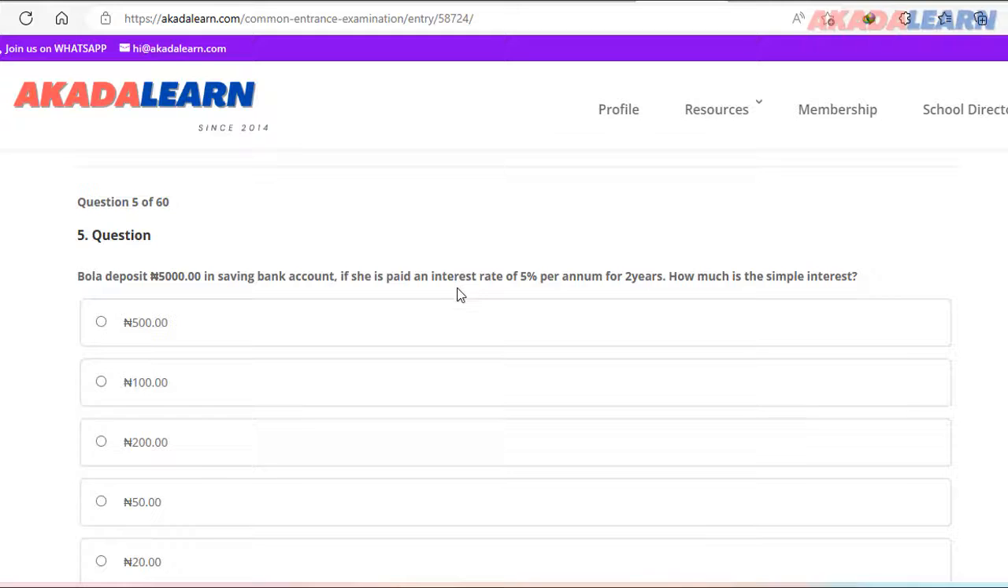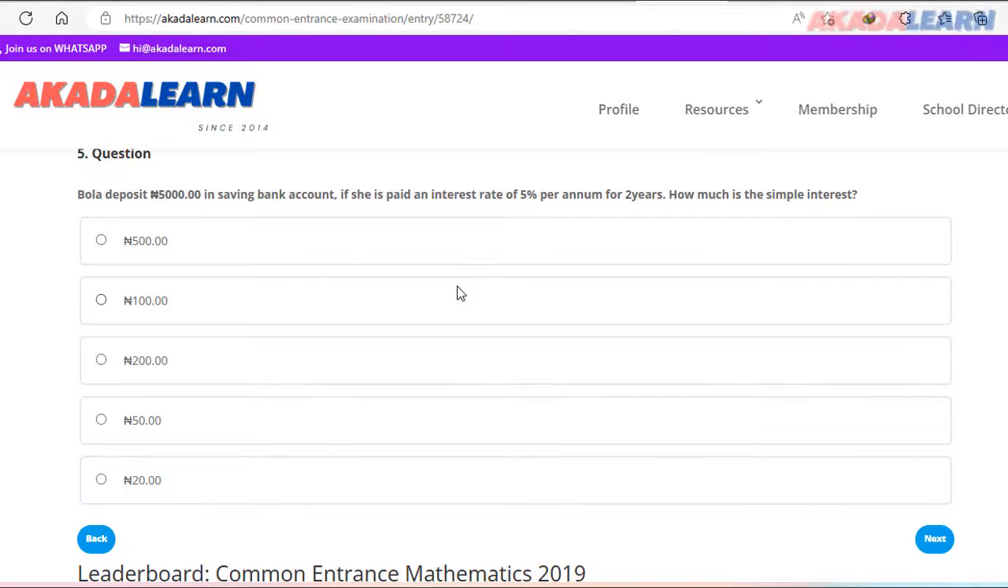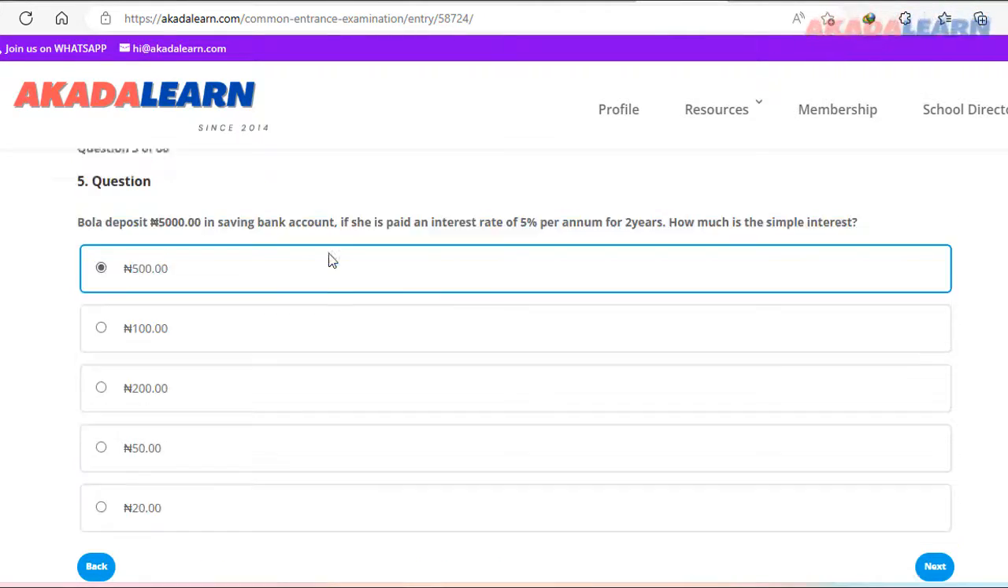So from the solutions area, we see that the answer to the question is 500, which is option A. Alright, so let's click that, option A.